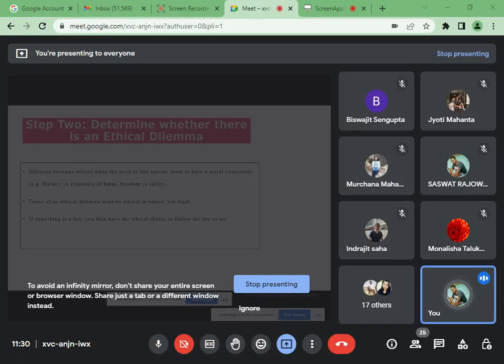Step number 2, determine whether it is an ethical dilemma. A dilemma becomes ethical when the good or bad options seem to have a moral component. For example, privacy versus avoidance of harm, freedom versus safety. The term ethical dilemma must be ethical in nature, not legal. If something is a law, you then have the ethical choice to follow the law or not.